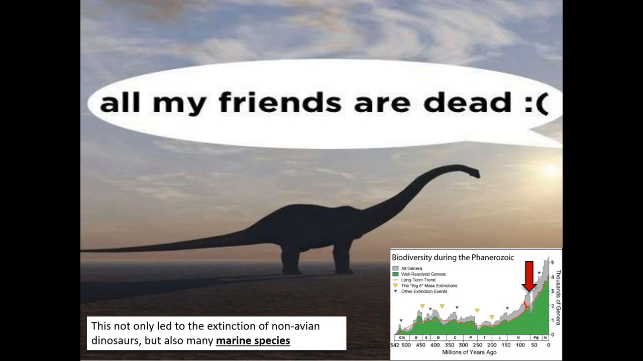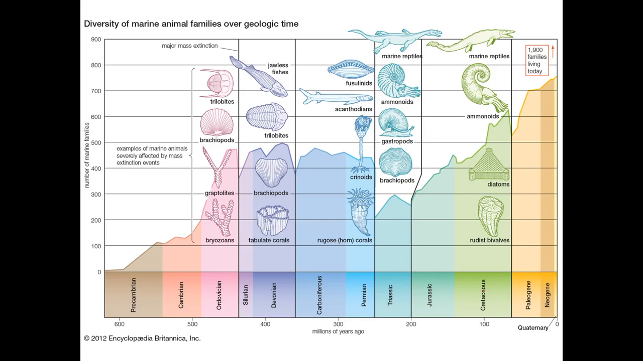So you can see this is the KT mass extinction. Again, this is showing how many different species there are, and you see this sudden crash in the number of species during the KT, between the Cretaceous and the Paleogene KT mass extinction. This is the diversity of different marine families over time.